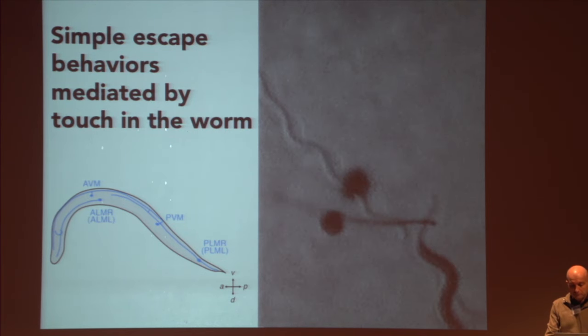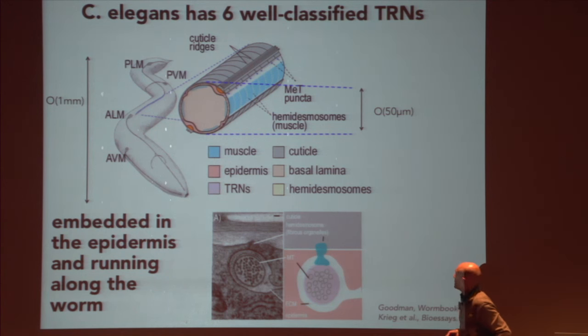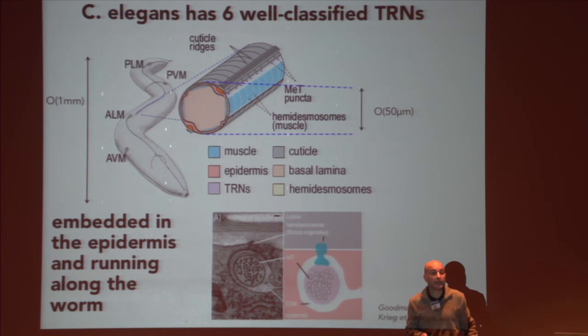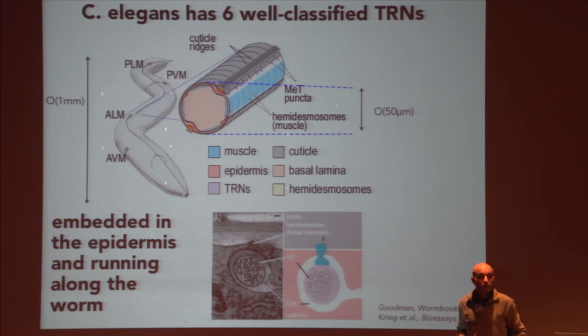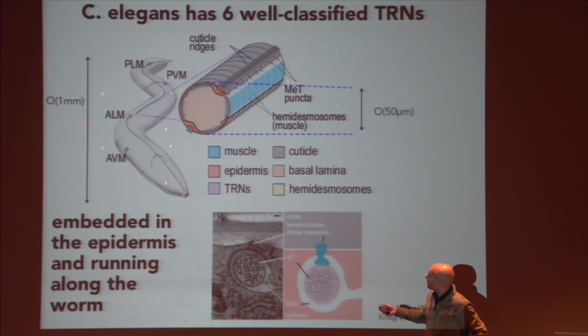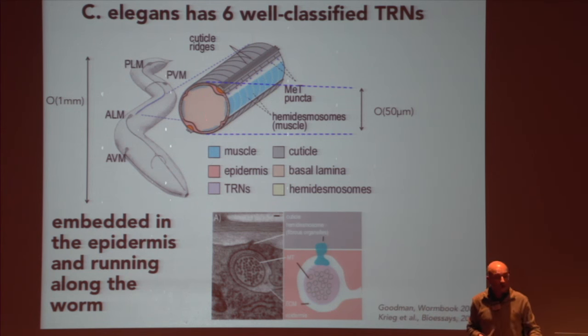So people, using this behavioral assay, have been able to characterize the mechanosensitive neurons in the worm, and in particular to characterize six touch receptor neurons. TRN stands for touch receptor neurons, which are shown here. I've shown 4 of them. This is a sketch of the body of C. elegans. As you know, C. elegans is about 1 millimeter long. The diameter of the worm is about 50 microns.